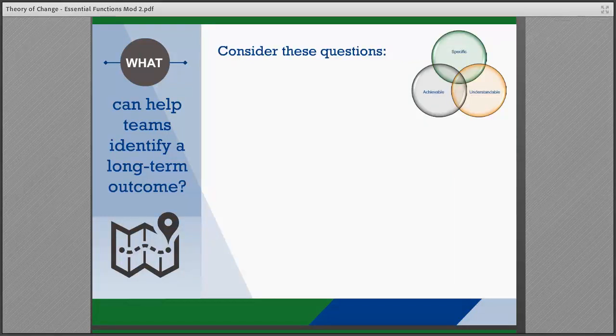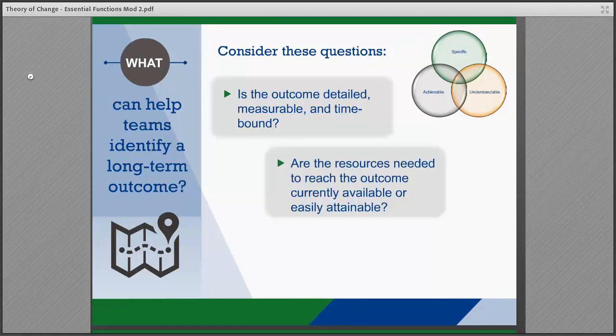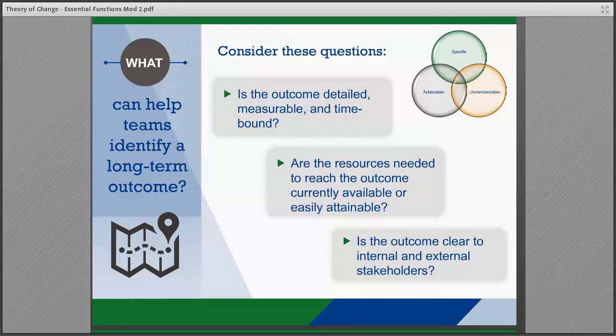To ensure the long-term outcome is specific, achievable, and understandable, consider the following questions. Is the outcome detailed, measurable, and time-bound? Are the resources needed to reach this outcome currently available or easily attainable? Is the outcome clear to internal and external stakeholders?